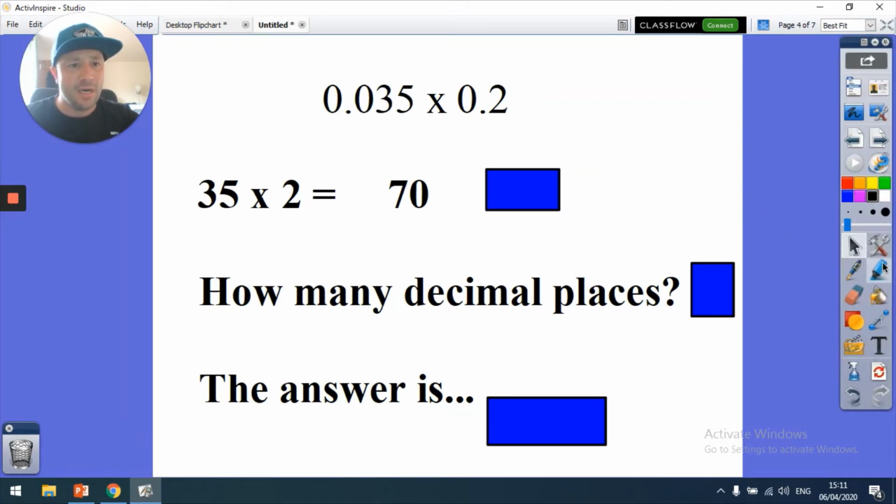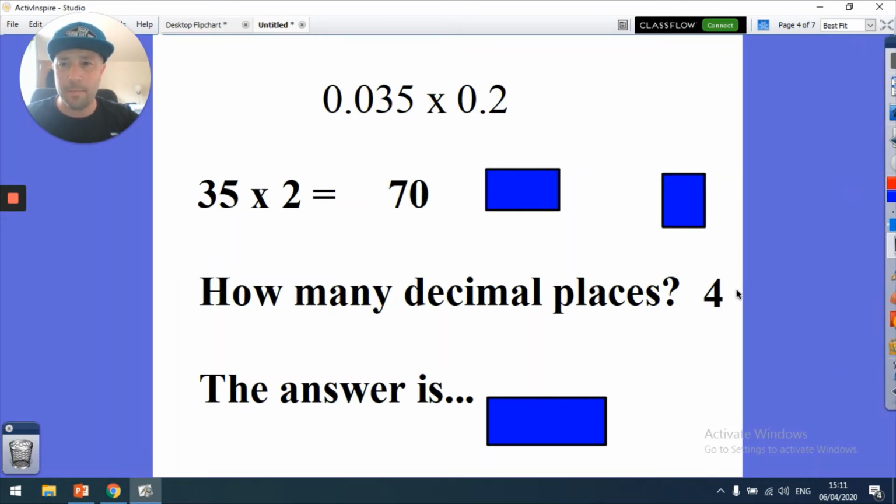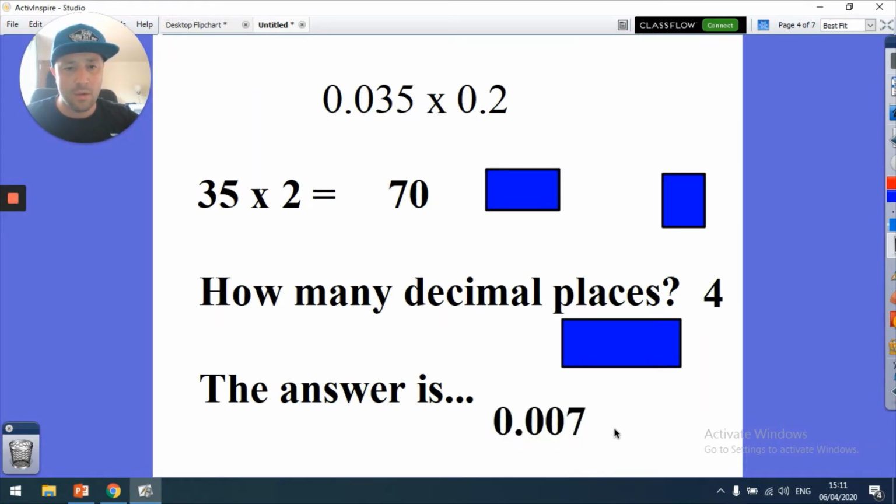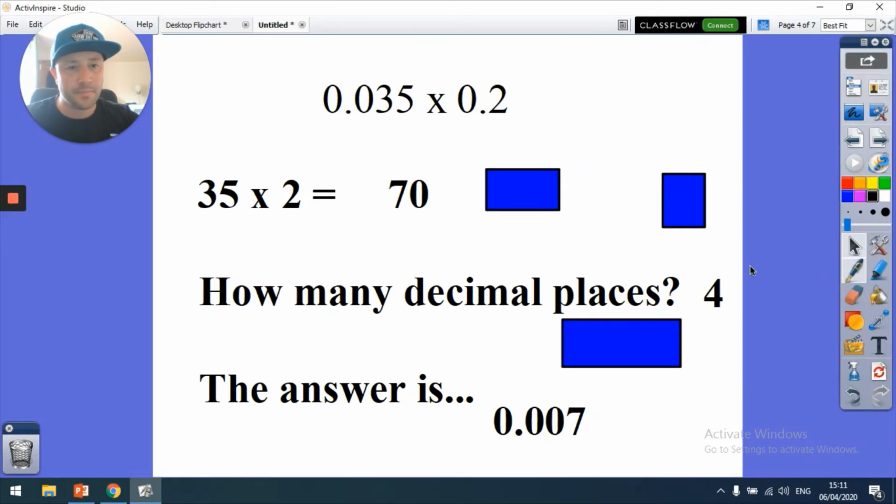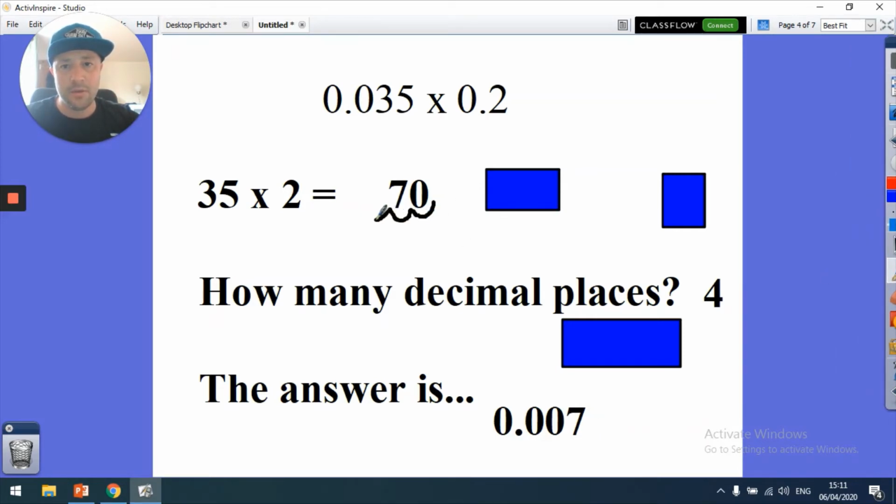Once I figured that out, how many decimal places have I got? Which is 4. Then what I'm going to do is figure out what the answer is. And the answer is going to be 70. But I'm going to move my decimal 1, 2, 3, 4 places, so there was my 0 there. So I go 1, 1, 2, 3, 4. Put my decimal point there, put my zeros in where I've got the little dippy bits there. I can get rid of that there. And it's 0.007. 0.007 is my answer.